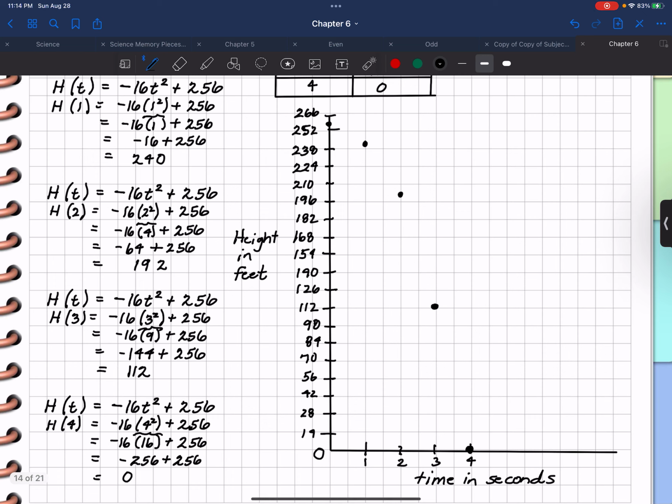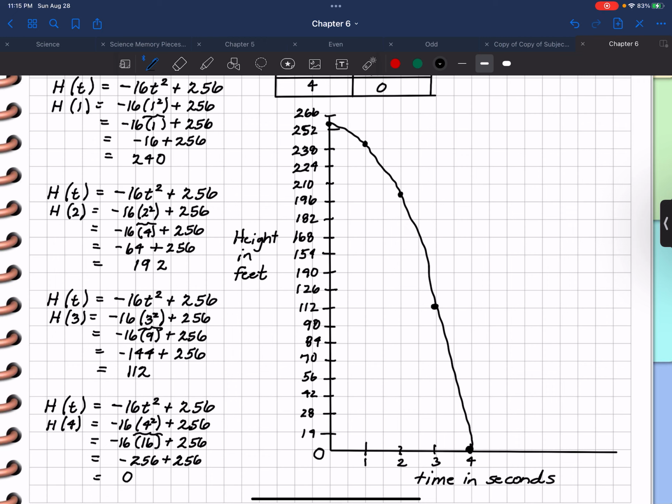So here's the graph. Let's see if I can do it with this. I don't know if this will work. This is going to snap. No, it didn't, but that's the shape I'm after. Let me just freehand it. It's not going to be pretty, but it'll work.